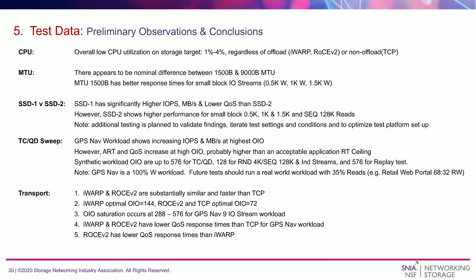So, in conclusion, for CPU, we see pretty low CPU utilization on the target storage, 1% for RDMA and 4% for TCP. It looks like a low number, but if we really isolate on that, we can probably get more accurate readings. For the frame size, there doesn't appear to be much difference between the standard and jumbo frames, although certain small block sizes for the jumbo frame have very poor response times.